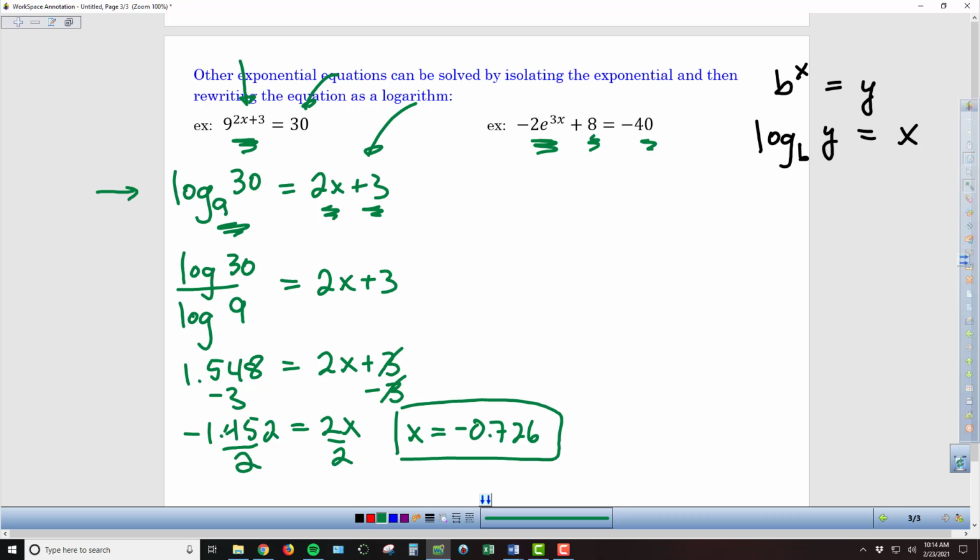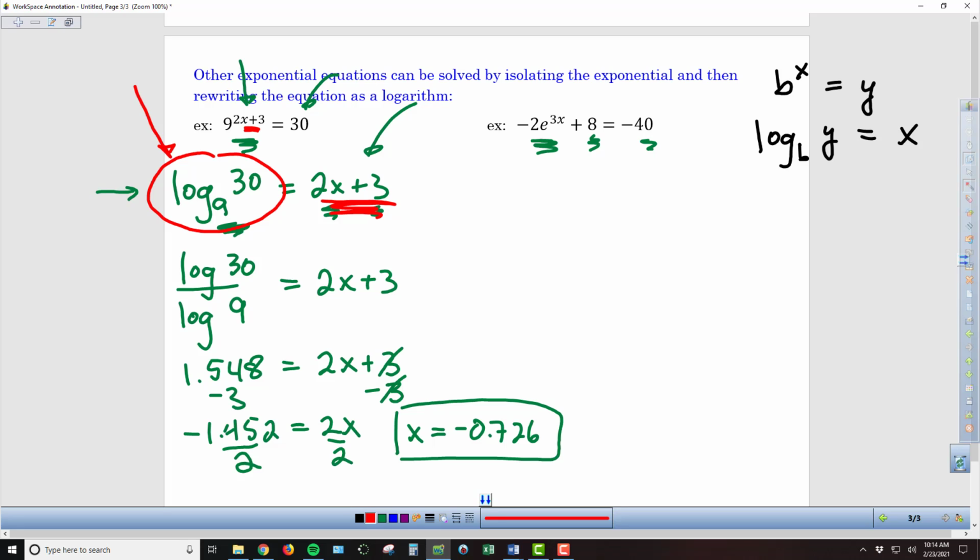So again, the only way that we're going to get our variable out of the exponent in this circumstance is to rewrite it in log form, because that's going to get the exponent isolated on the far side of my equation, and then I just have to use a calculator along with the change of base formula to evaluate what that logarithm equals, and then use my regular two-step equation solving techniques, subtract the 3, divide by 2 in order to solve.